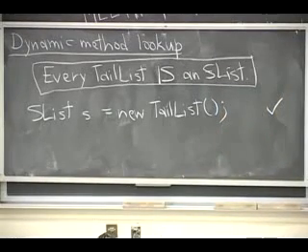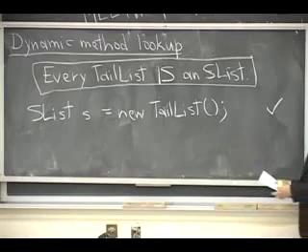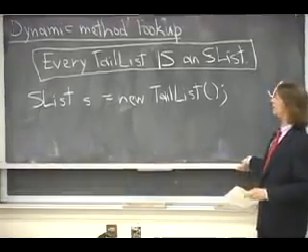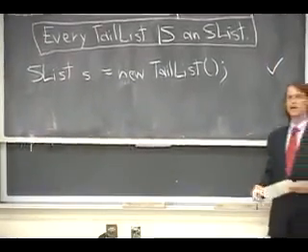I've constructed a tail list and assigned it to an slist variable. And Java's happy because every tail list is an slist. So this is fine. But the reverse is not necessarily true. Not every slist is a tail list.